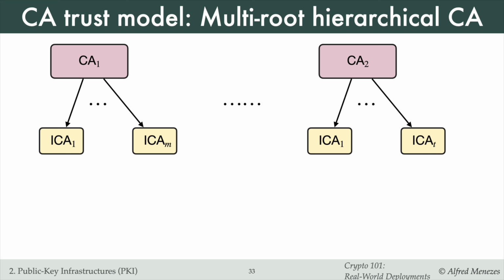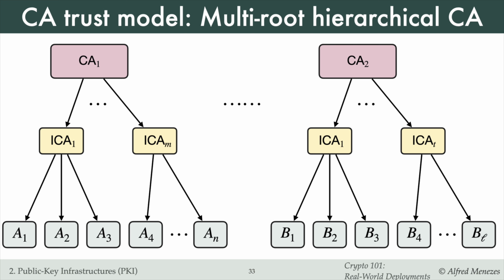In the multi-root hierarchical CA model, multiple single-root CA hierarchies operate independently, each managing certificates for end users within its domain. To establish trust across these separate hierarchies, root CAs can cross-certify each other. This means that if one possesses an authentic copy of, let's say, root CA1's public key, then one can use the appropriate chain of certificates to verify the authenticity of public keys belonging to end users in CA2's domain.